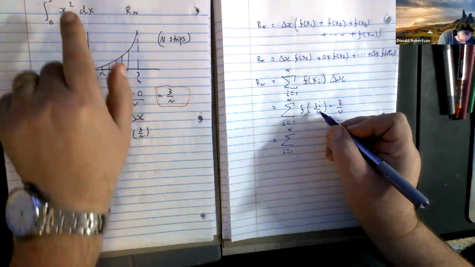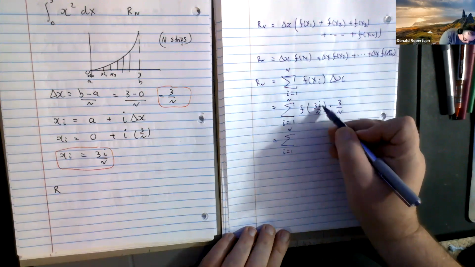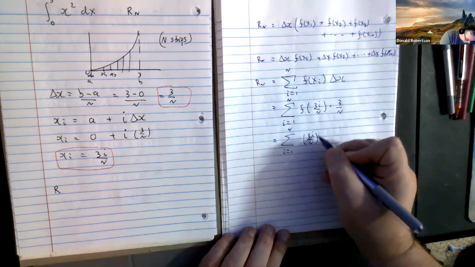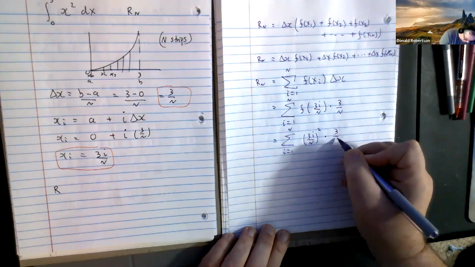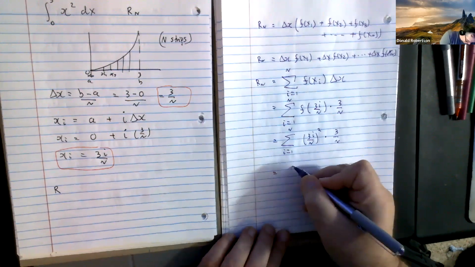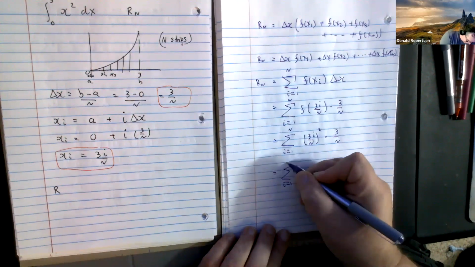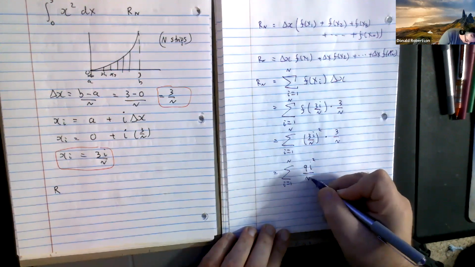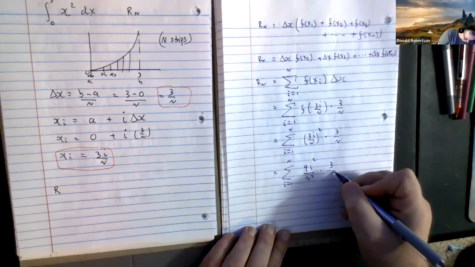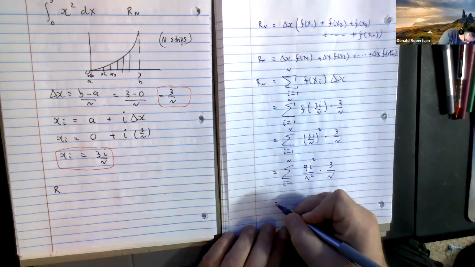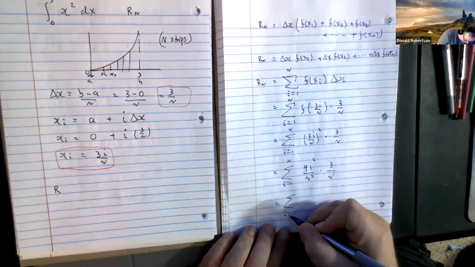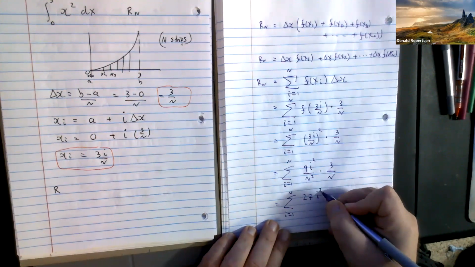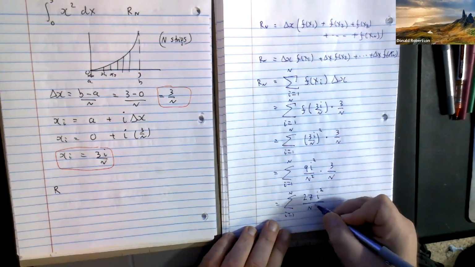Now the function was x squared. So f, think of this as being x, you get 3i over n squared times 3 over n. This becomes 9i squared over n squared, and this becomes 3 over n. So we now end up with the sum from i equals 1 to n of 27i squared over n cubed.